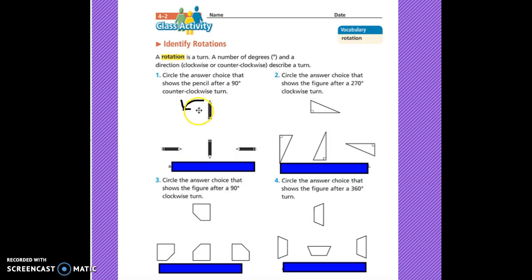Again, I'm going counterclockwise, one quarter of a turn. I'm going in this direction. And you got it, it's pencil C. It's this pencil right here. Counterclockwise, one quarter of the turn, 90 degrees.